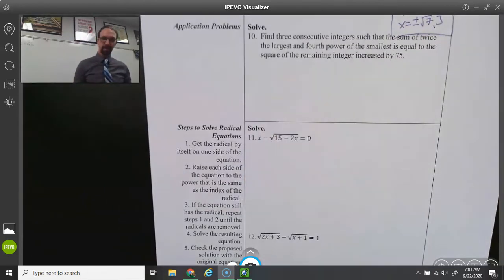3 consecutive, that means one right after another. Integer means that it's going to be a number without a decimal or a fraction. That's actually really helpful because if we get an answer that has a decimal or a fraction, we did something wrong. So it says 3 consecutive integers.